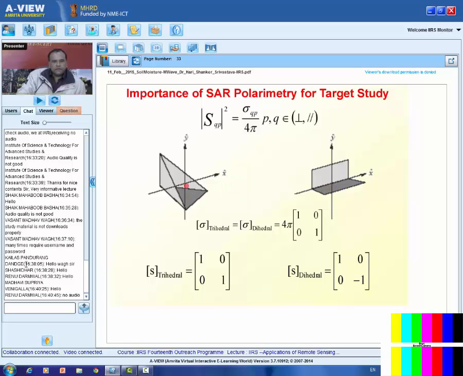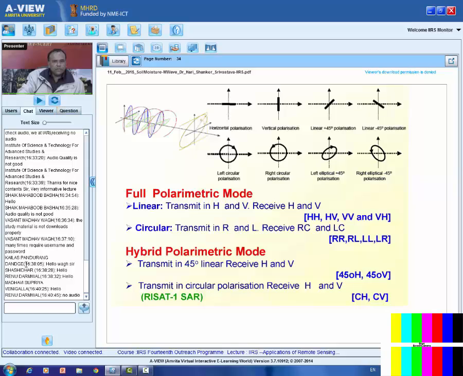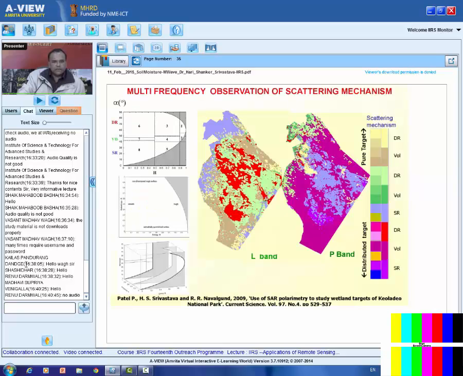Now, what is the difference between multipolarized data and fully polarized data? If the target is dihedral or trihedral, there is no difference for multipolarized data. But if we have the phase information also, the information about the relative phases of all the four polarizations, then we can have the complete knowledge about the target. This is linear polarized data, horizontal polarized, linearly vertical polarized. This is circular polarized, left circular, right circular, and this is elliptically polarized data.